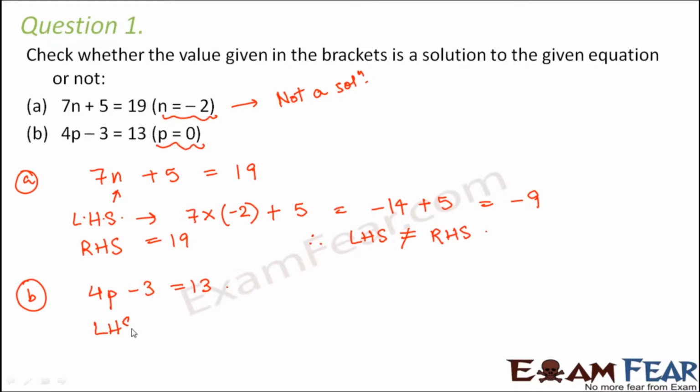So let us put p is equal to 0 in LHS. It becomes 4 into 0 minus 3, which is equal to 4 into 0 is 0. So 0 minus 3 is minus 3. And what is the value on the RHS? That is 13. So in this case also we see that LHS is not equal to RHS.